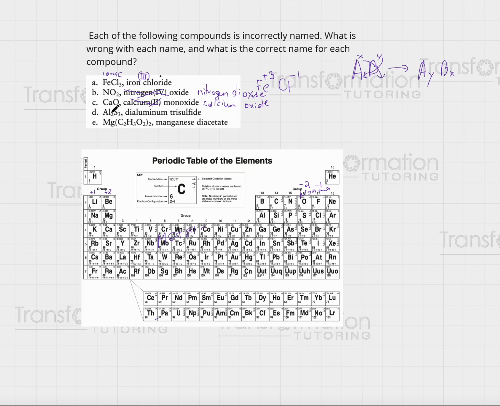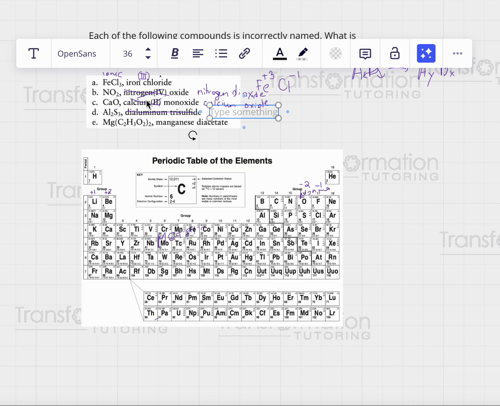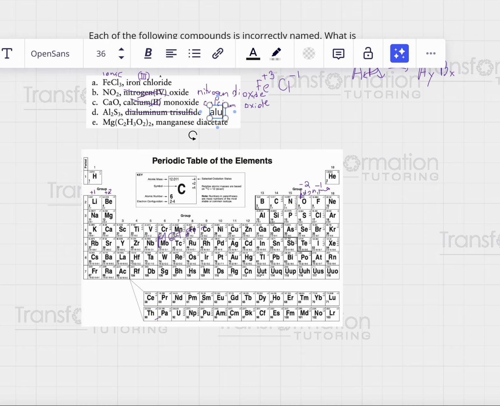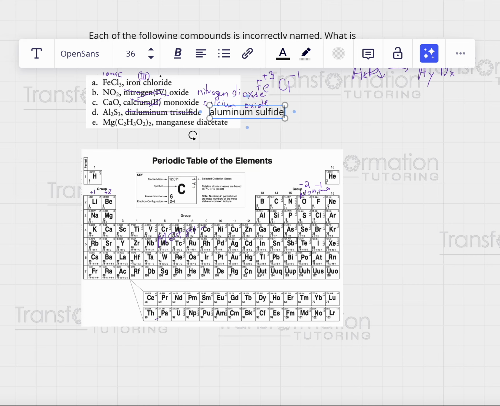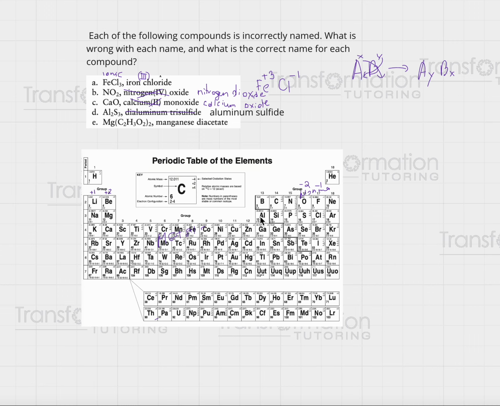Next, I have Al2S3. What is this? Al is aluminum. Guess what? Aluminum is a metal. Sulfur, non-metal. Metal, non-metal, ionic. How do we name ionic? We do not use prefixes. That is wrong. I'm going to try typing in here. How should we name it? Well, it's the name of the first element, so aluminum, followed by the name of the non-metal ending in "ide," sulfide. Do we need the Roman numeral? No, aluminum is not a transition metal, so we're done. Aluminum sulfide.